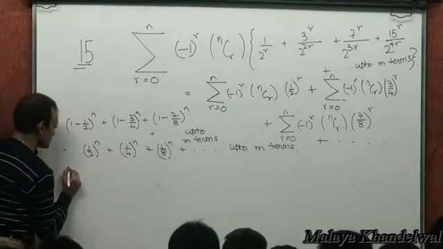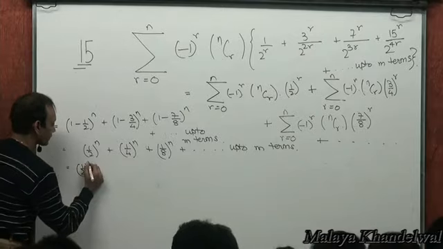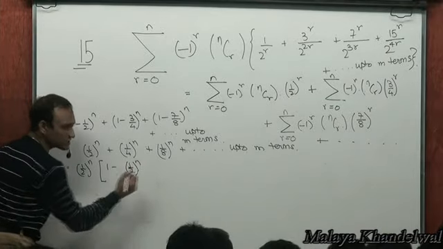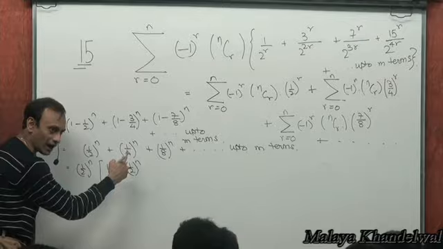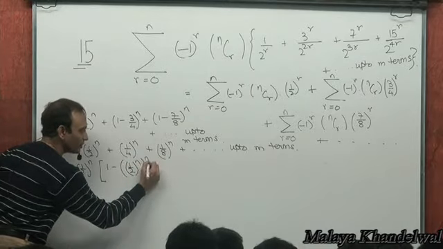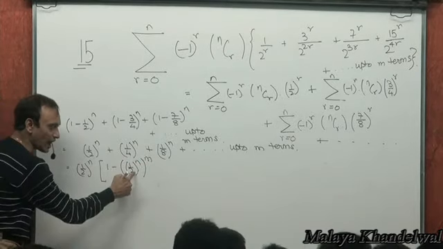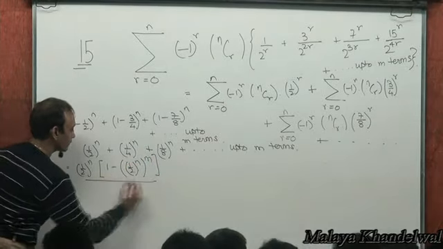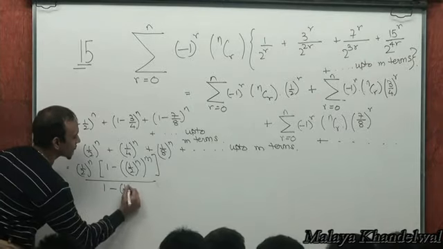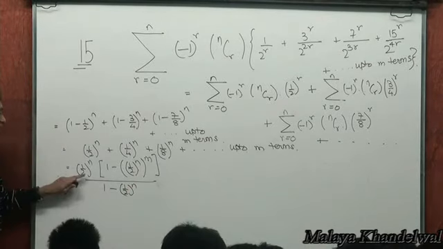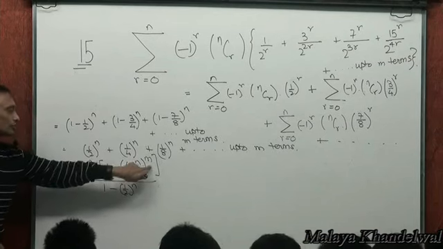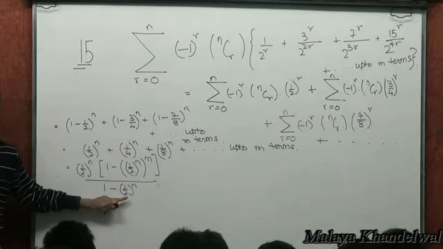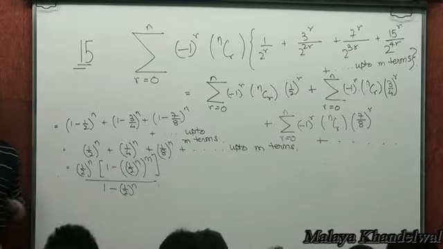So the sum of this GP series is A into 1 minus R to the power number of terms M, divided by 1 minus R. R is half to the power n. That's the required summation. Does it make sense to you?